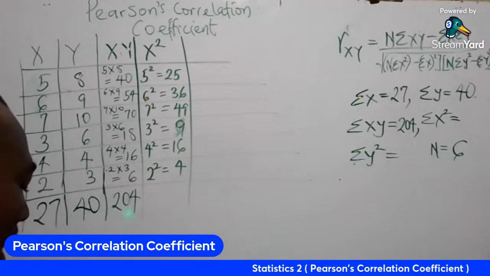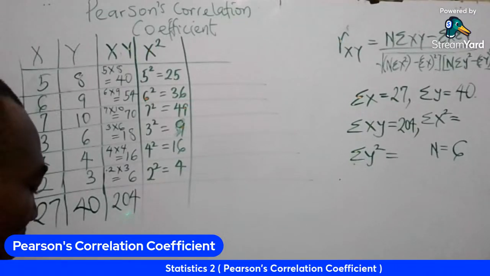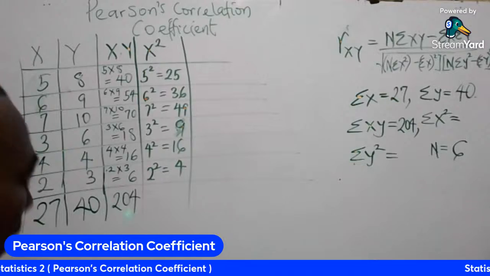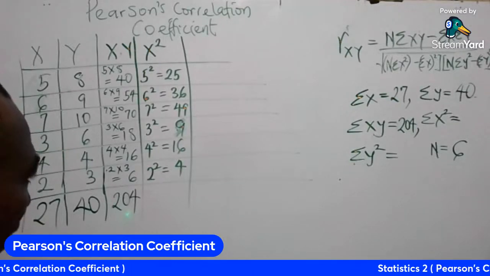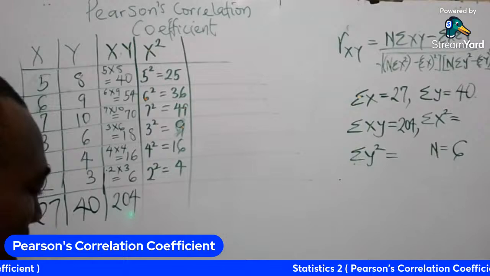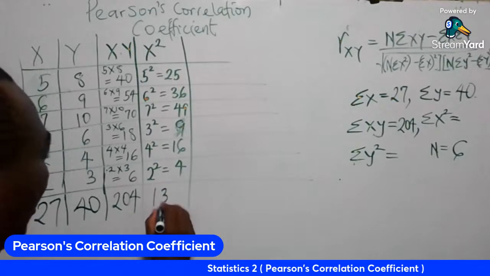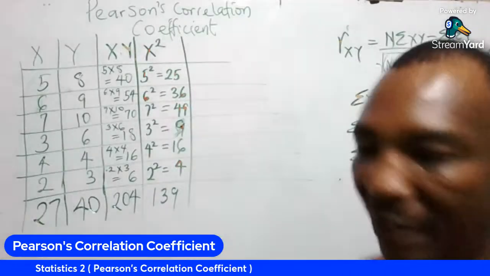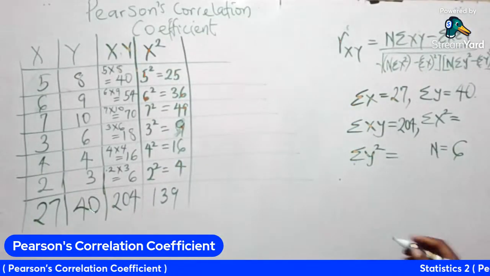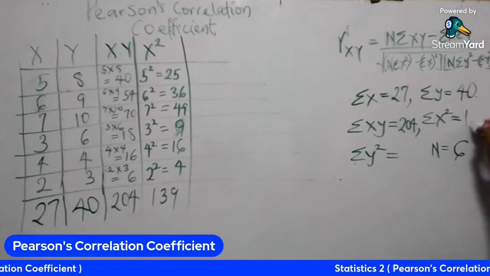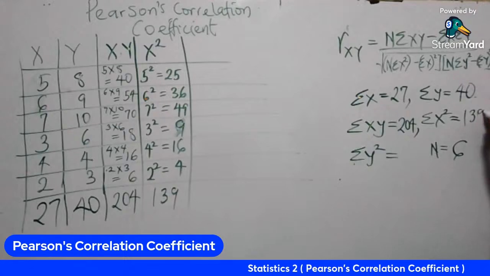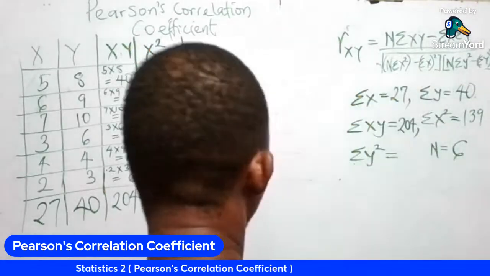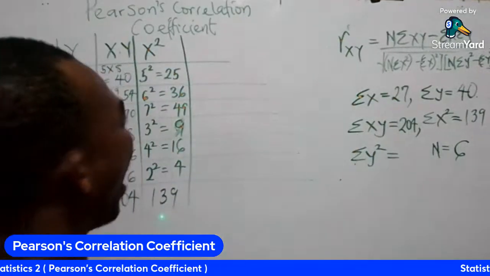So I can add everything together: 25 plus 36 plus 49 plus 9 plus 16 plus 4, and that will give me 139. Can we confirm that? 139. You can confirm that. So that means my summation x square is 139. So I can move away from there and move to summation y square.